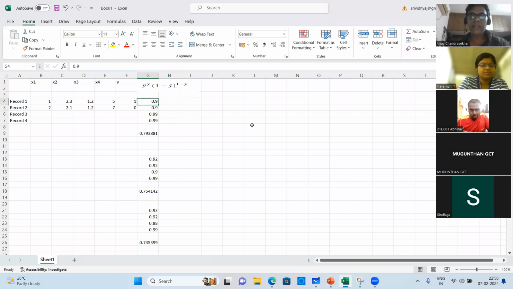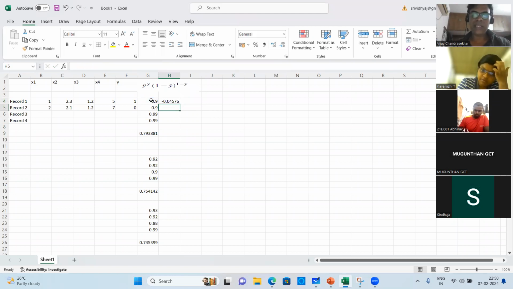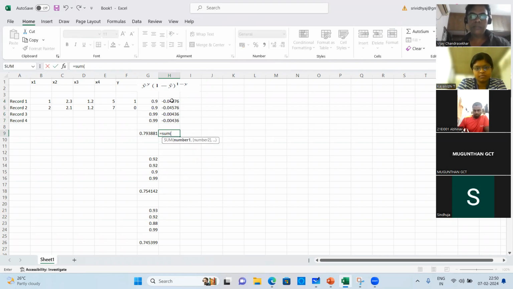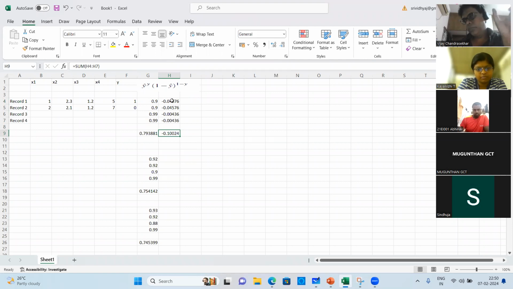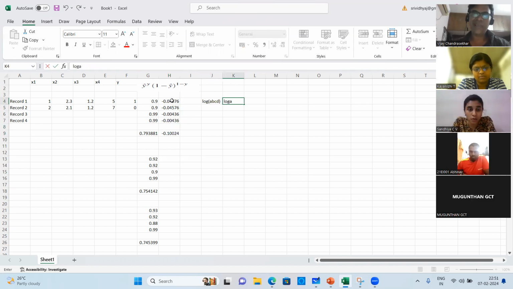Exactly. So instead of multiplying, what we do is we take the log of this, let's say to the base 10. Base doesn't matter. And then just sum it up. Right? Because we know that log of A, B, C, D is what? Log A plus log B plus log C plus log D.